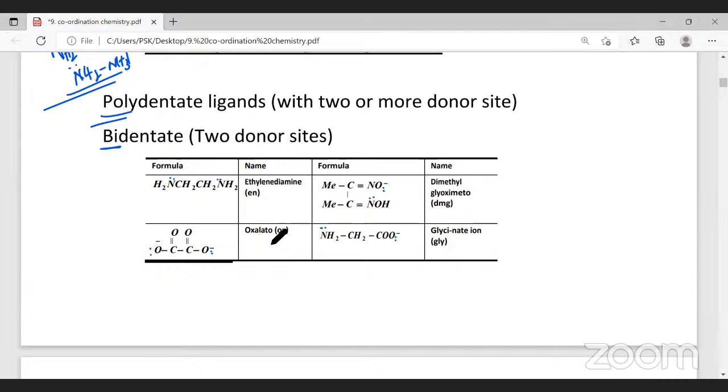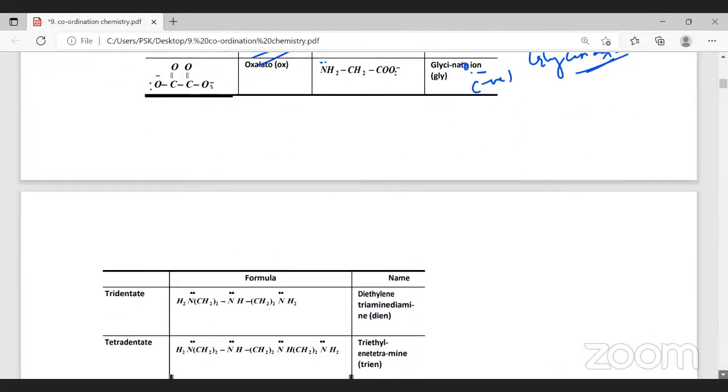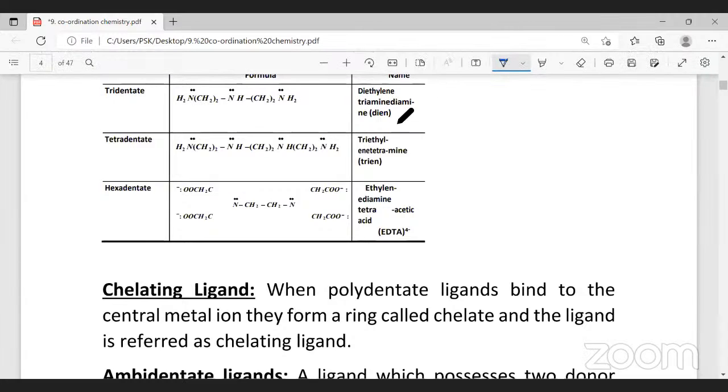So oxalato is a negative ligand. Ethylene diamine is neutral. And this is a negative ligand, and this is called glycinato, G-L-Y-C-I-N-A-T-O. So these are all negatively charged ligands. And we learned tridentate ligand, diethylene triamine, and tetradentate ligand, triethylene tetraamine. And the hexadentate ligand, I clearly wrote the structure and explained, is EDTA 4 minus, ethylene diamine tetraacetate.